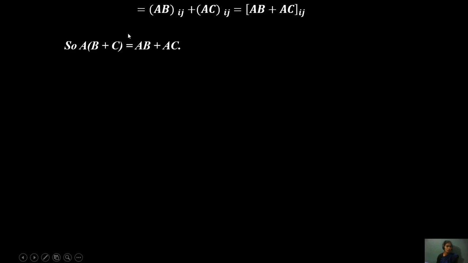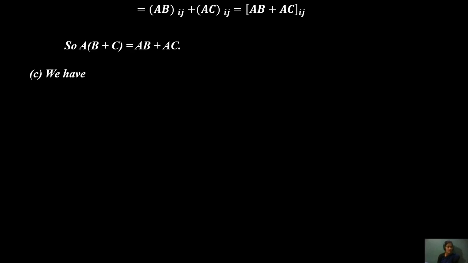Then this equals (AB)ij plus (AC)ij, which equals (AB + AC)ij, common in both conditions. So we get the equation A(B + C) equals AB plus AC. This is the first part.